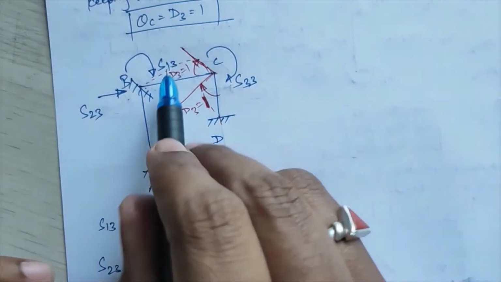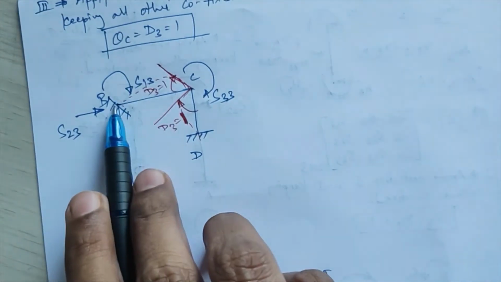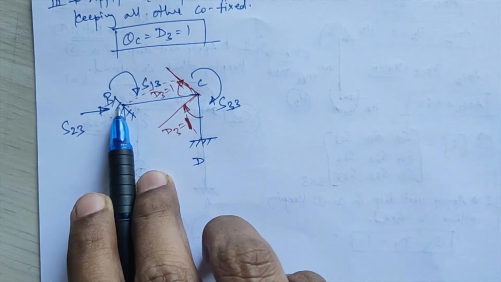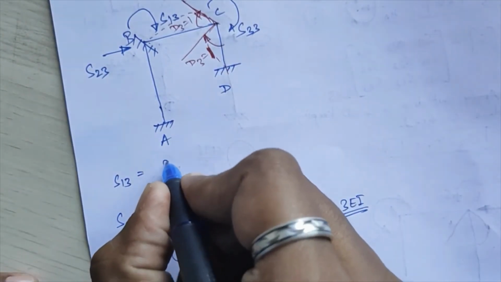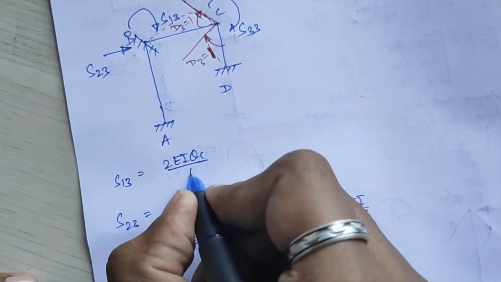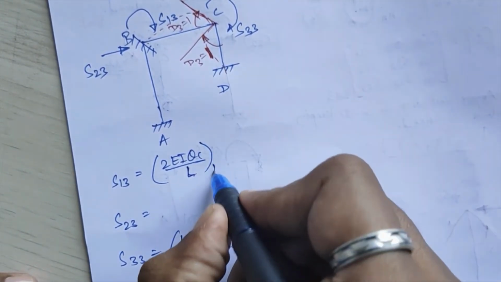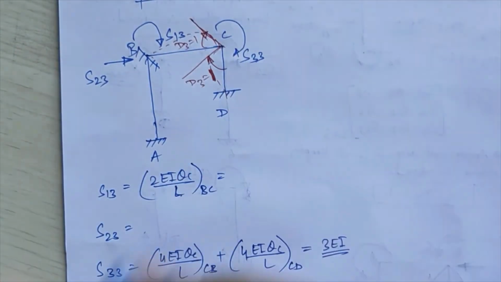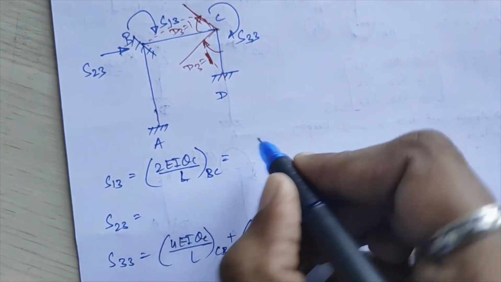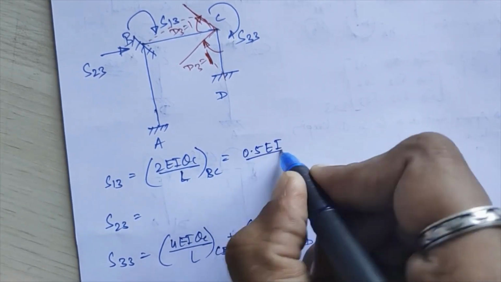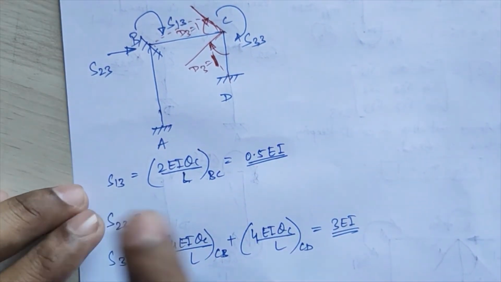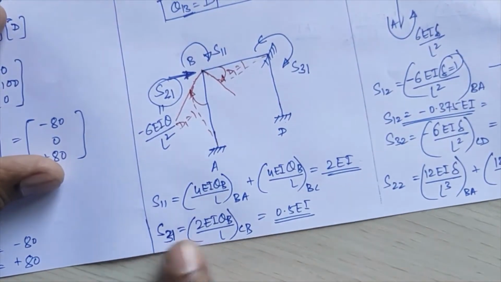In the same way, I'll calculate S13 corresponding to joint C. B will be treated as the farther end, so the farther end moment will give S13. I get S13 as 2EI theta C upon L, but that will be only for member BC. For BA it will be completely restrained. So 2 by L, or 2 by 4, I get as 0.5 times EI. Now we'll check whether this equals S31. S13 I am getting as 0.5, and S31 in my first Roman I have got 0.5. Yes, that is the same.